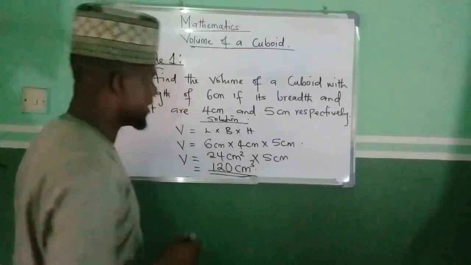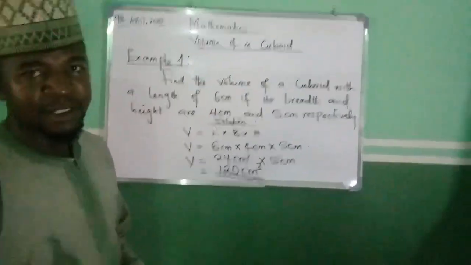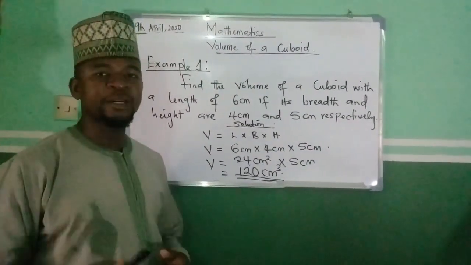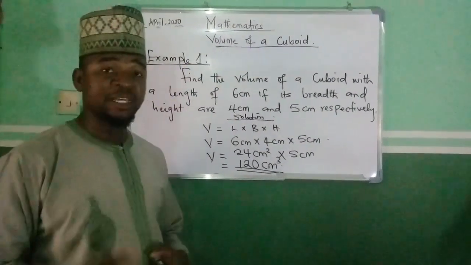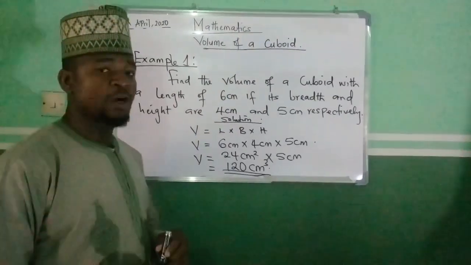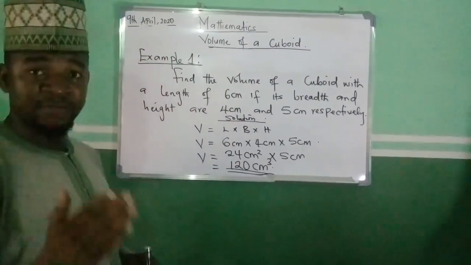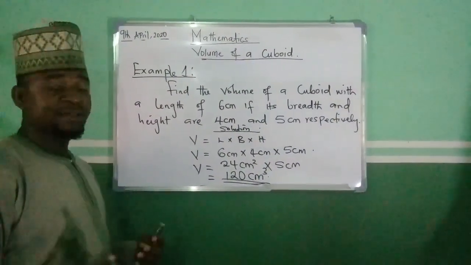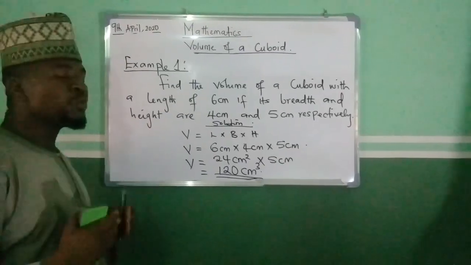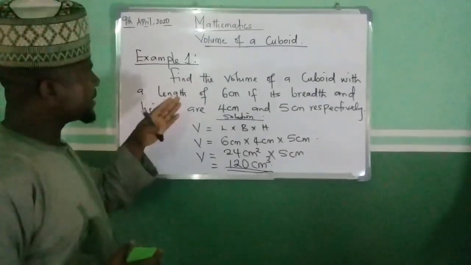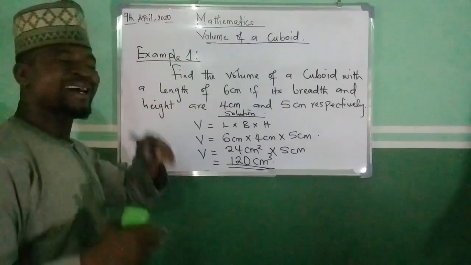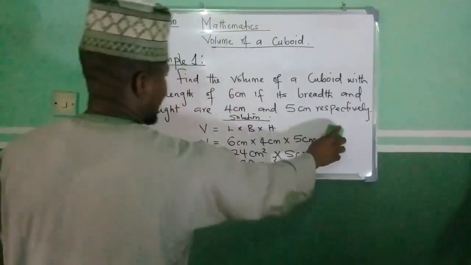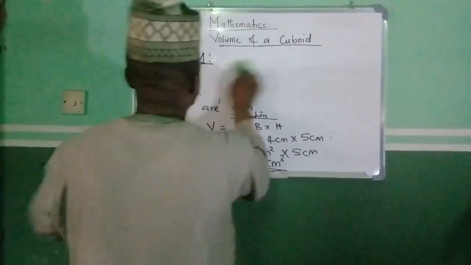This is usually the unit for volume. It is in cubic centimeters or cubic meters, depending on what unit you have been given as the parameters of the object you are considering. I believe this is quite understood. Let's quickly look at another possibility, okay? There are so many forms in which questions concerning volumes of cuboids can come. Let's look at another form, inshallah.